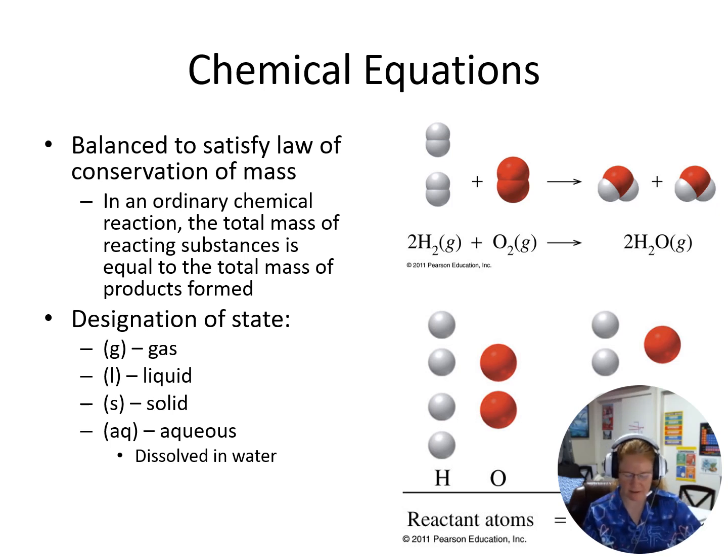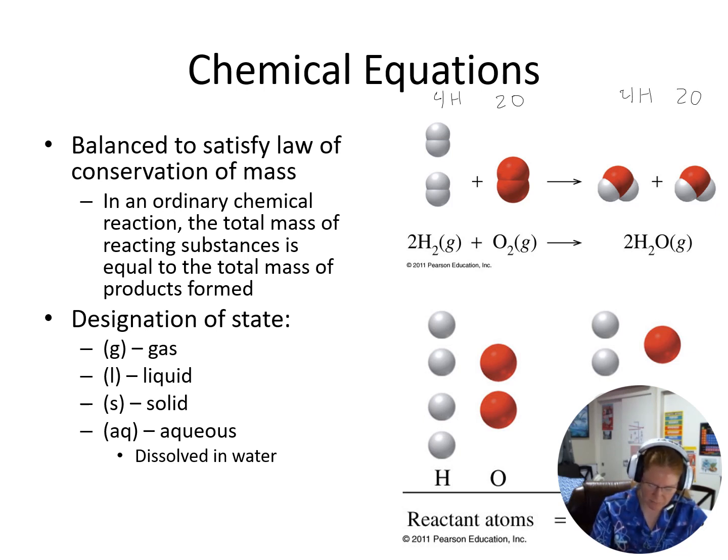So if I look here, I've got a couple of hydrogen molecules, an oxygen molecule, and I get 2H2O. So 2H2 means I have a total of 4 hydrogens, and O2 means I have 2 oxygens, okay? And then when I look at the other side, I have 2H2O. So 2 times the 2 hydrogens gives me 4 hydrogens, and then 2 times the 1 oxygen gives me 2 oxygens.